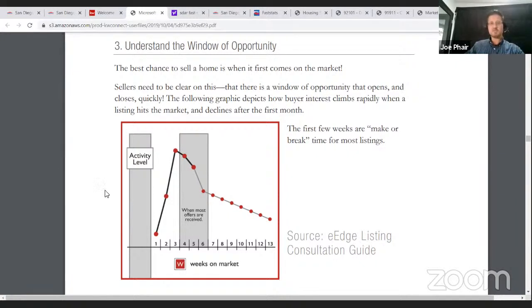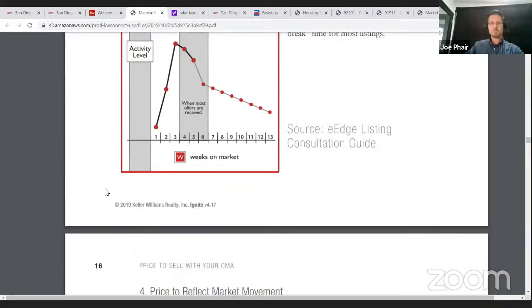I wouldn't push pricing too much initially. You can, but you can also push people away if you're too strong. It really depends on the relationship you have with this person. Do they know you well? Do they trust you? So that's okay.